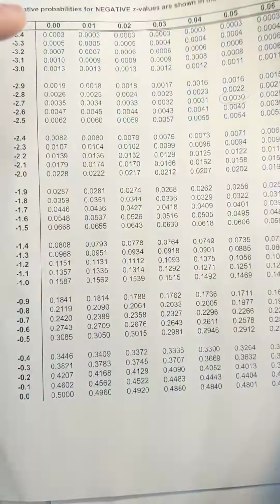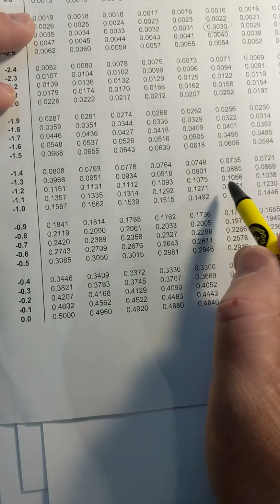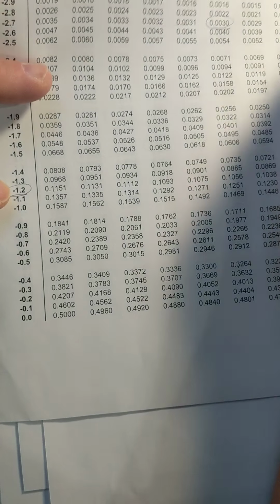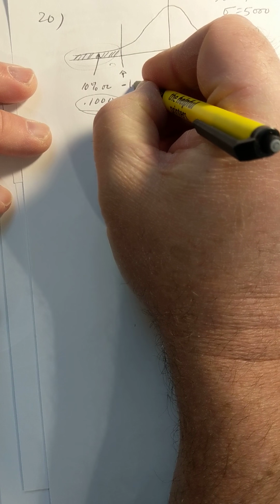And you don't always find the exact number, but you look for the one that's closest. So we're looking for something close to 0.1000. And that looks like it right there, 0.1003. The z-score that corresponds to that is negative 1.28. So this z-score is negative 1.28.